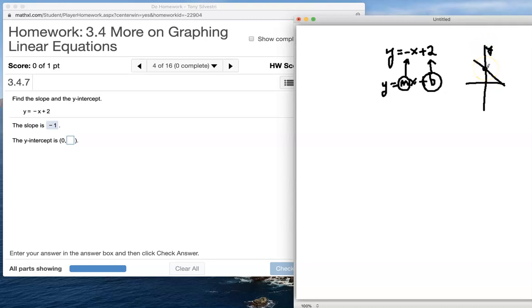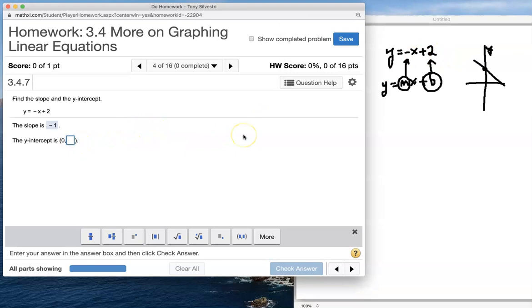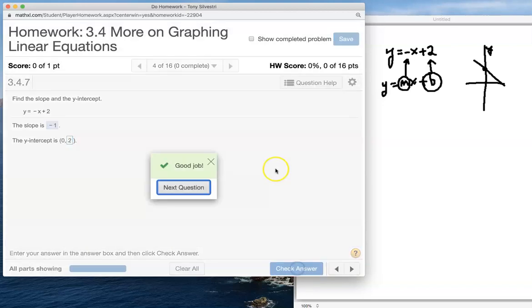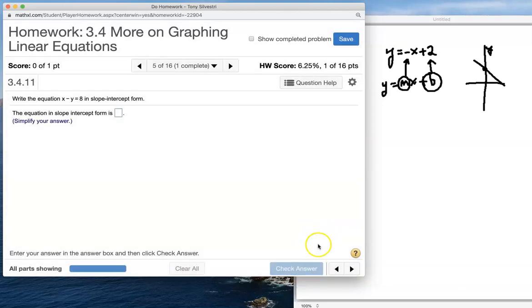When it crosses the y-axis, regardless of where it is, the x value is 0. That's why they automatically put the 0 there. But where it crosses the y-axis is the number 2. So if you've got the slope-intercept form of the equation, you just look at it. There really isn't any calculation involved. Let me check the answer. Good job.